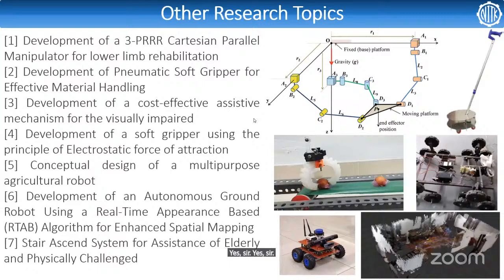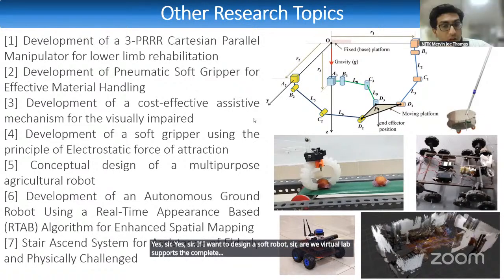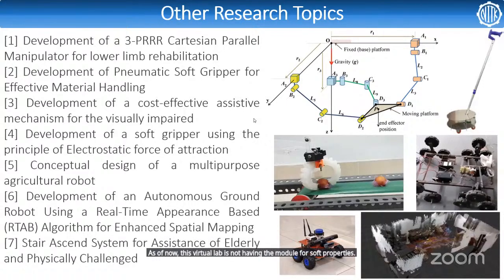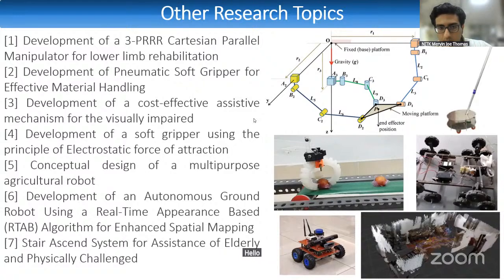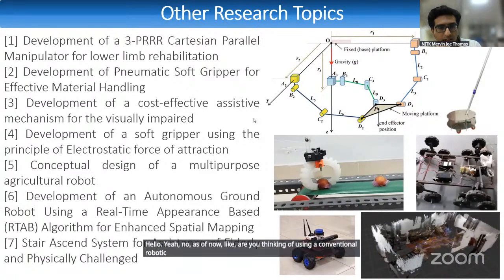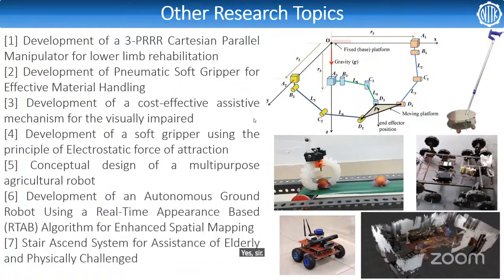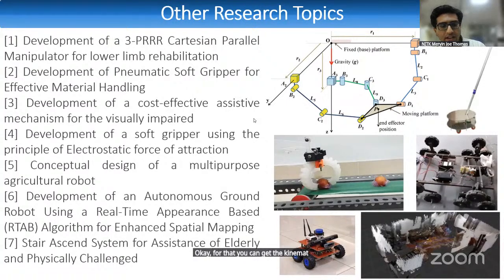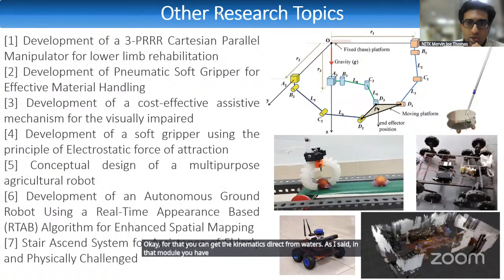If I want to design a soft robot, sir, will the virtual lab support the complete modeling of a soft robot? No, as of now, this virtual lab does not have a module for soft robotics. It is still in the development stage. As of now, are you thinking of using a conventional robotic arm for this purpose? Is that what you're asking? Yes, sir. Okay. For that, you can get the kinematics directly from that module. For example, I'll just show you.